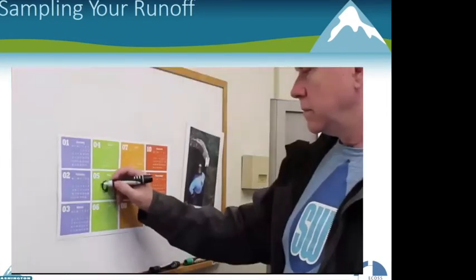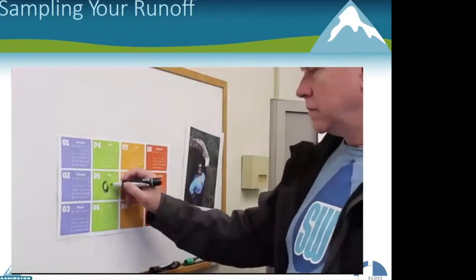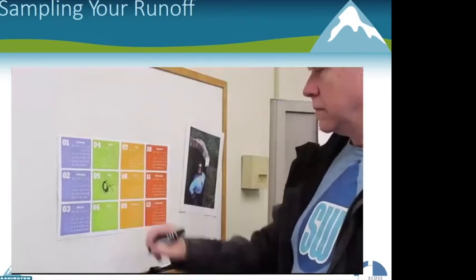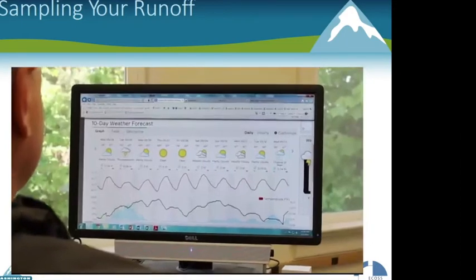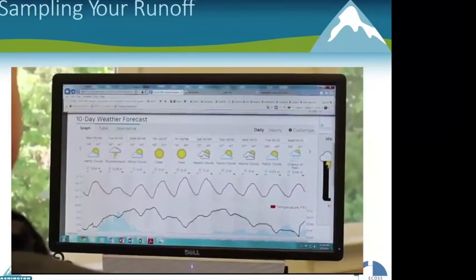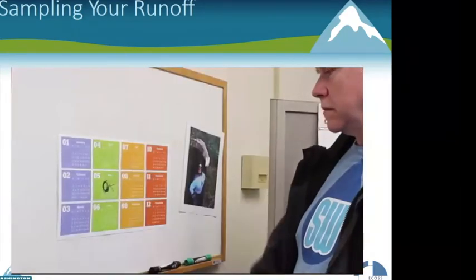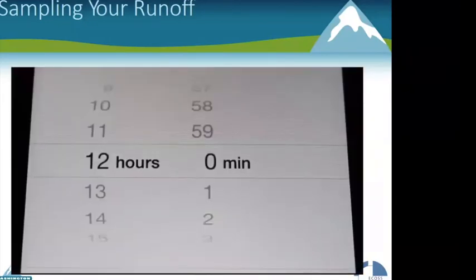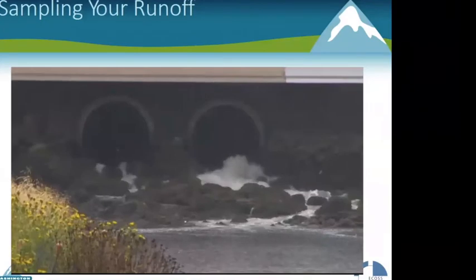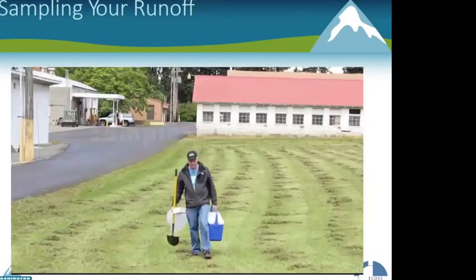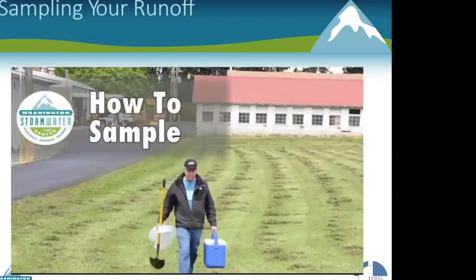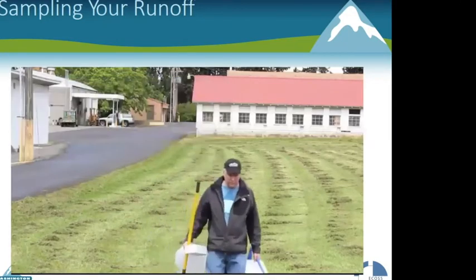Sampling must take place at least once per calendar quarter if there's a discharge of stormwater from your facility. Keep an eye on the forecast for your area to help you determine a good day to sample. Remember, you only have to sample during your business hours. Samples must be taken within 12 hours from the time the stormwater begins to discharge from your site. Let's take a look at how to sample at each type of discharge.